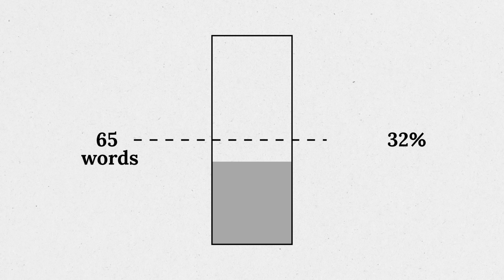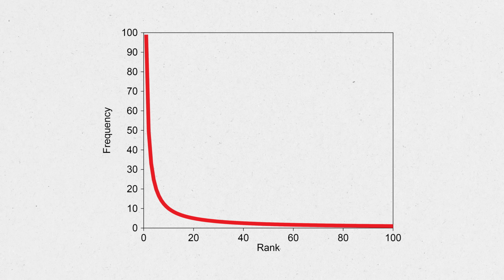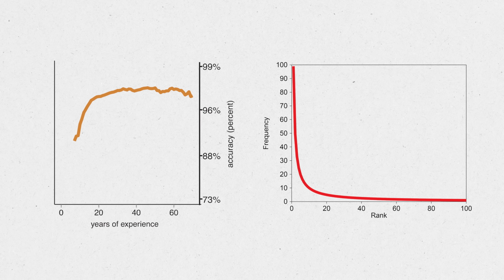Just 100 words make up 50% of most English. But to get to 98%, you need 10,000 words. The curve of Zipf's law looks like this. Do you notice anything? Let's put Zipf's curve next to the learning curve. Zipf's curve is the exact opposite of the learning curve.